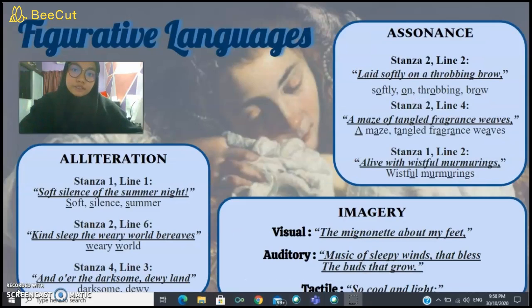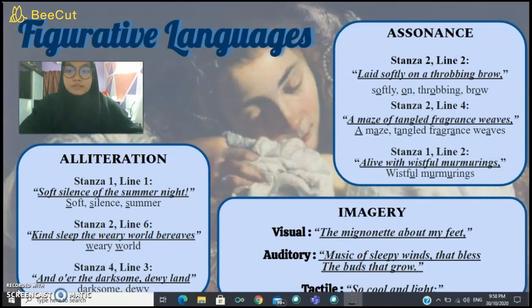There are many alliteration that can be found in this poem. Here are the few of the examples. On the first stanza and at the first line, soft silence of the summer night. Soft silence, summer. The poet emphasizes the letter S in this line. And on the second stanza and at the sixth line, kind sleep the weary world bereaves. Weary world. The poet emphasizes the letter W in this sentence.